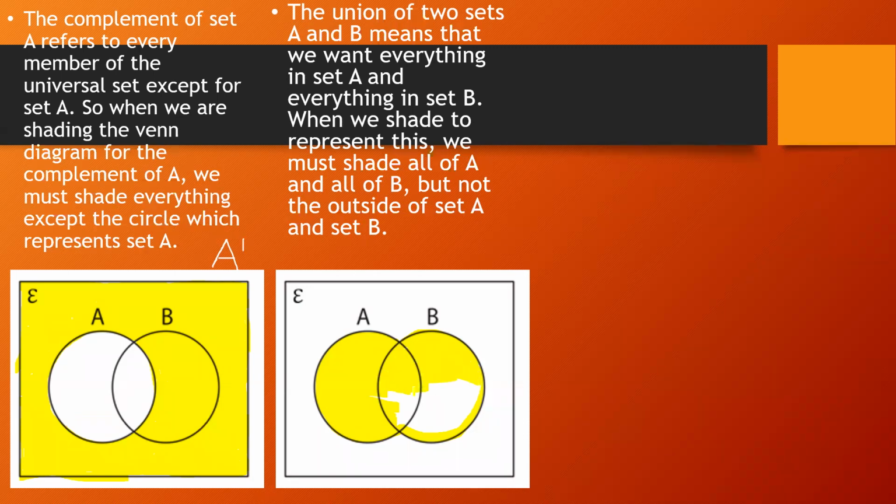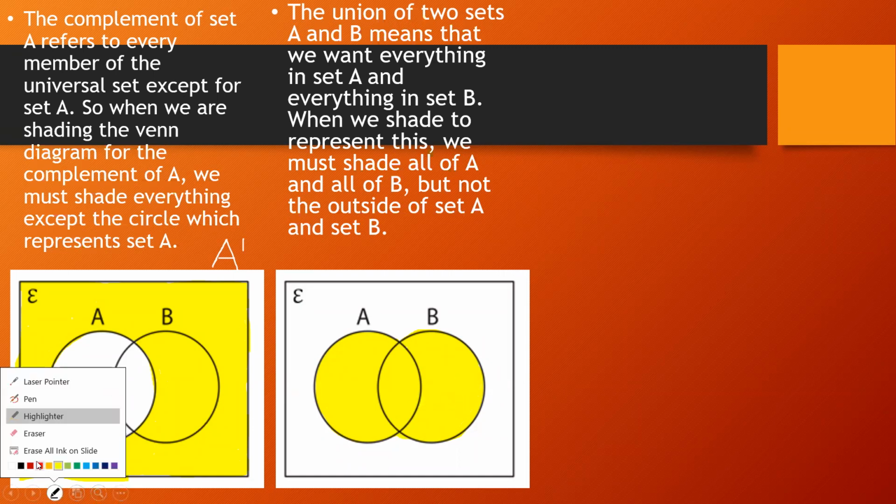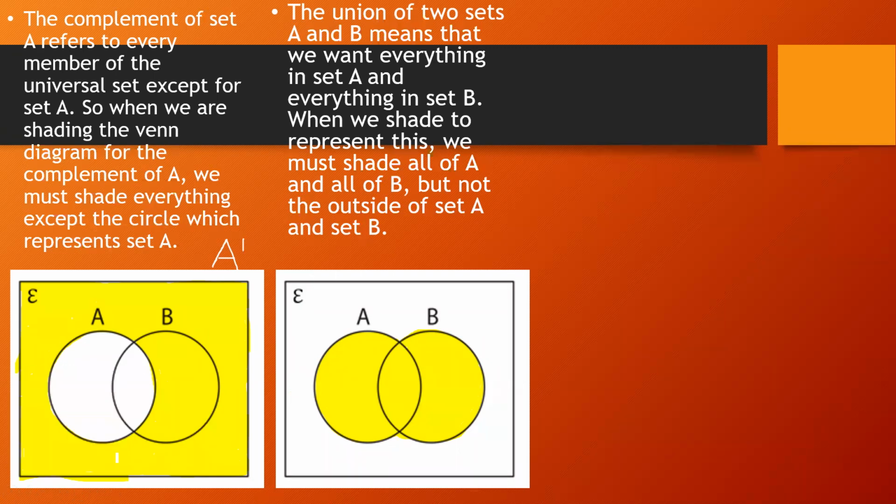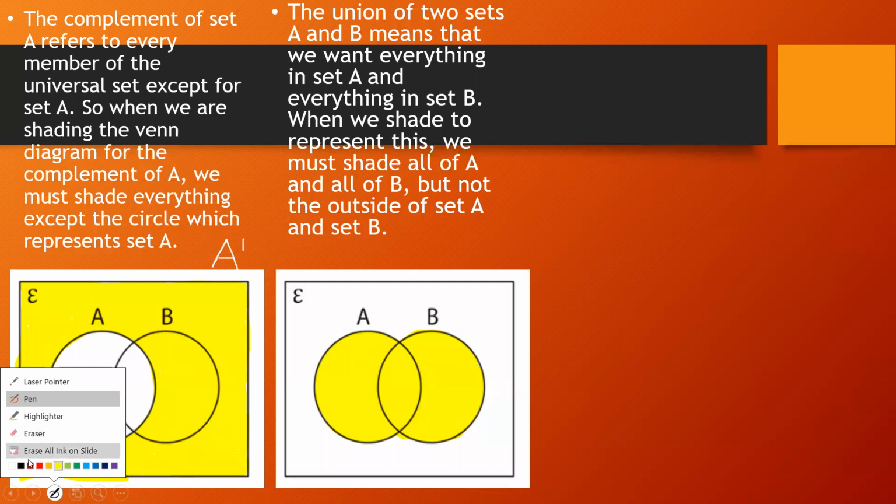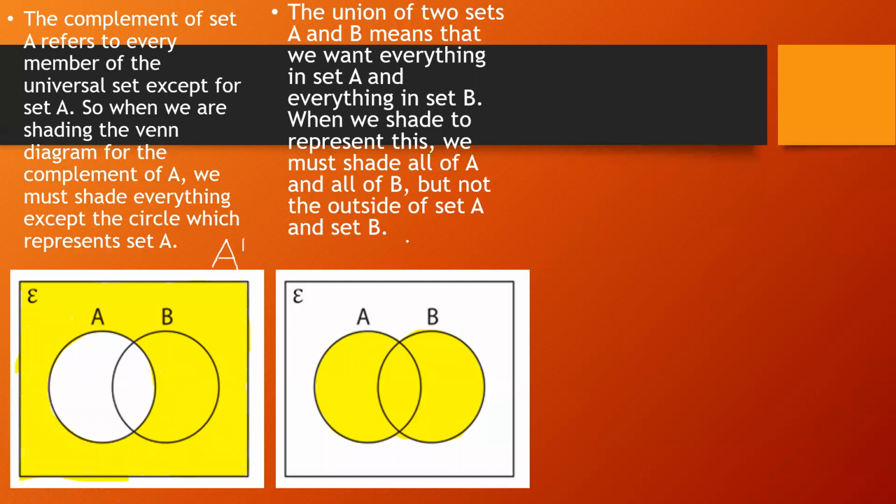Okay, so you want to shade all of A and all of B, including the intersection, but not the outside. That's what we mean by the union of these two sets. And the symbol that we use for the union is U. Very good. So A union B.